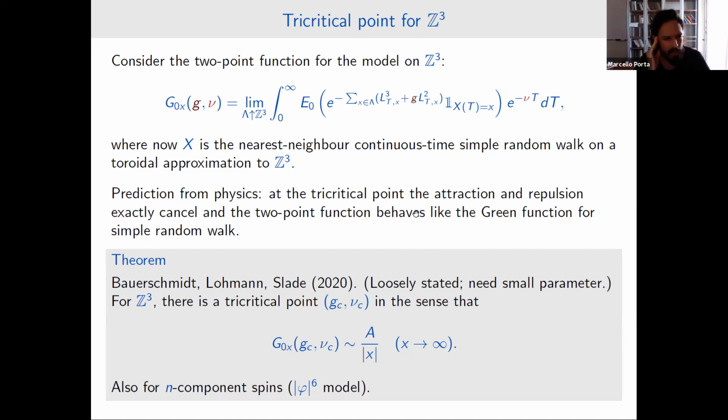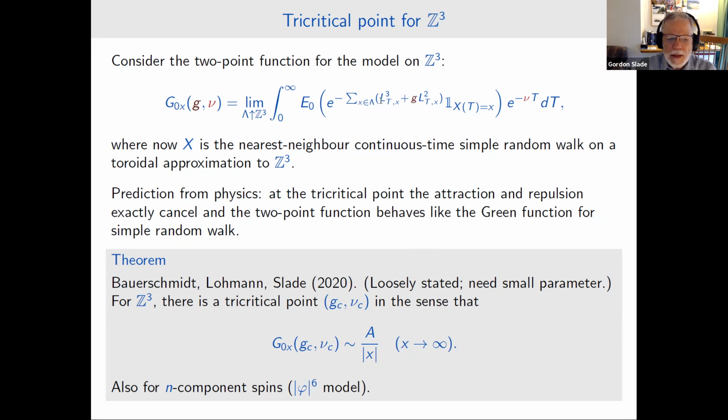So, sorry, Gordon, but related to that, there is no parameter in front of the phi to the 6th in this? Okay, so loosely stated, I'm glad you asked that. For this theorem, there's another parameter in front of this L cubed, which we have to take to be small. I didn't include it here because for the mean field model, it's not necessary, and it's just one more parameter that doesn't really play any role in the phase diagram.